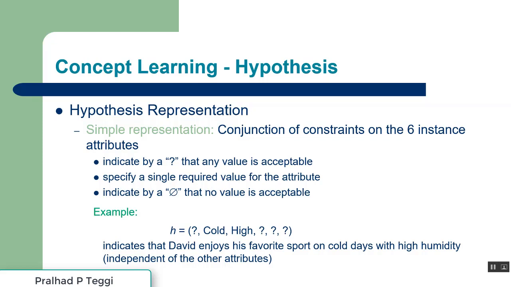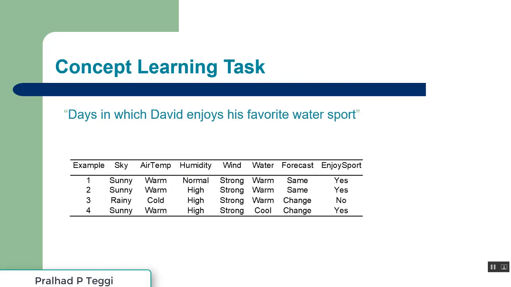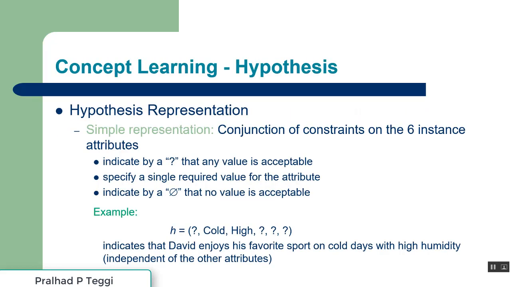This hypothetical statement is nothing but a conjunction of constraints on the six instance attributes. So now these three are my conditions: the question mark, which can be any value, a specific value, and this symbol, phi, indicating that no value is acceptable. I'll give a simple example. Here is one simple hypothetical statement where these are our six attributes. When I provide a question mark, it indicates that any value is acceptable. The next has to be cold, and it has to be high, and these three things could be anything, to decide whether this particular hypothetical statement could be true.